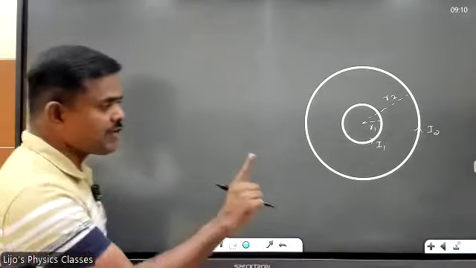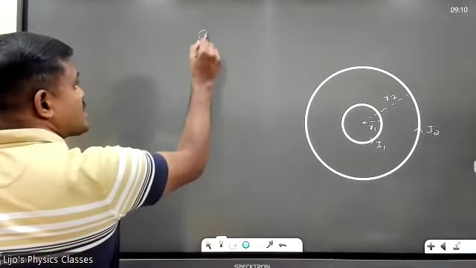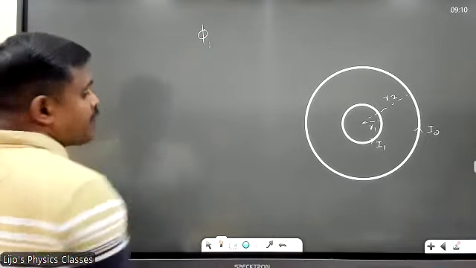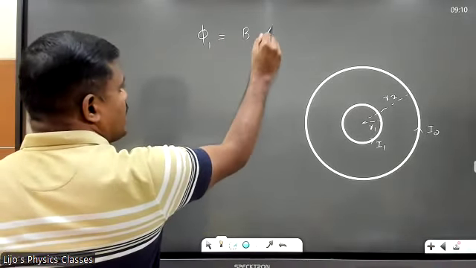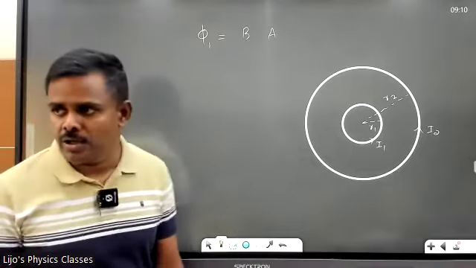First of all, I'm going to write the flux. How do we write the flux in the first one? I can write the flux as B into A. Flux in the first one is... don't write now, I'll give you time.